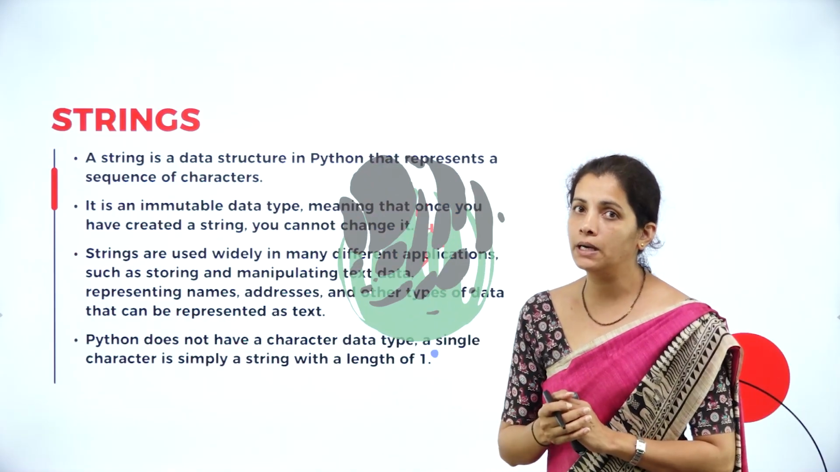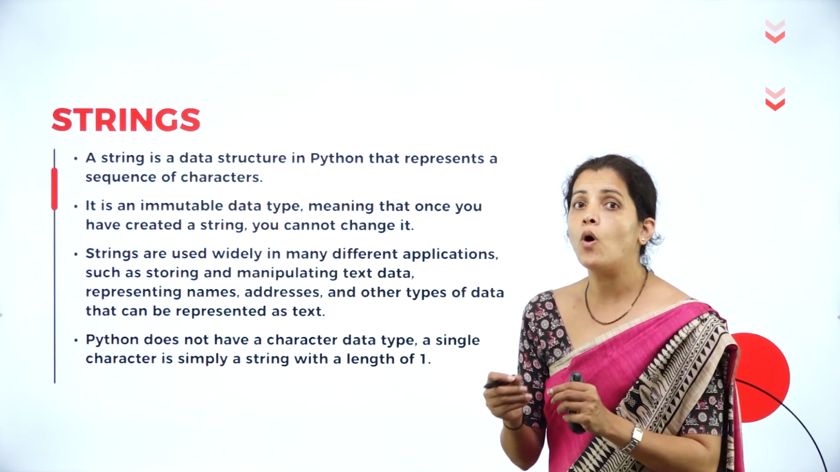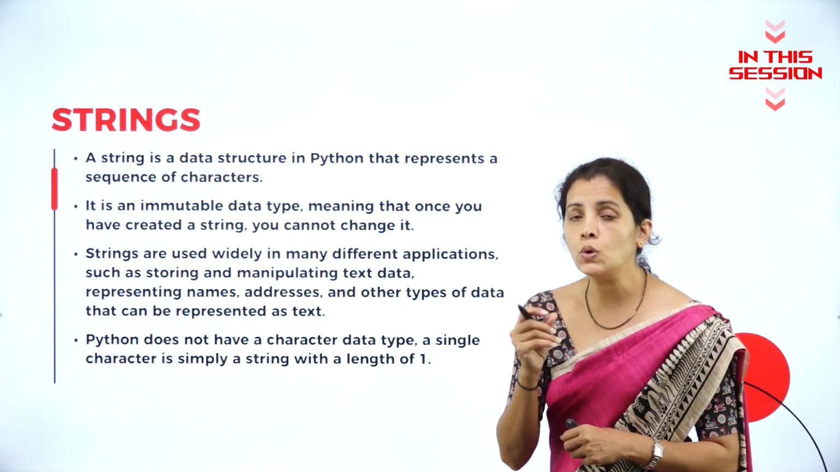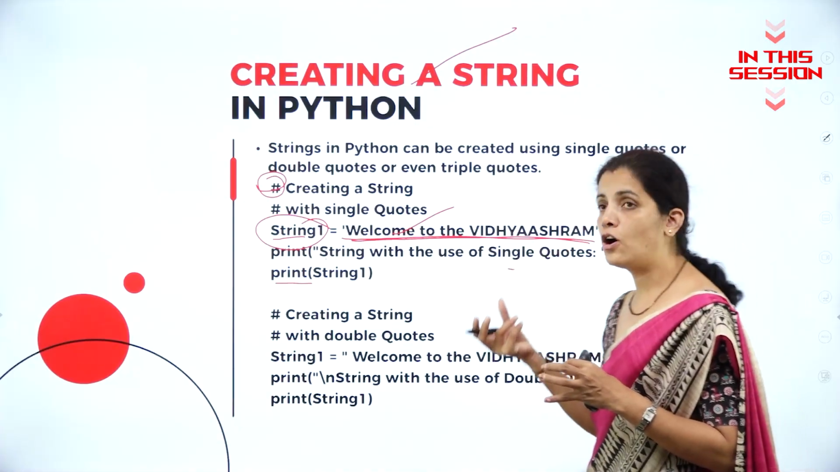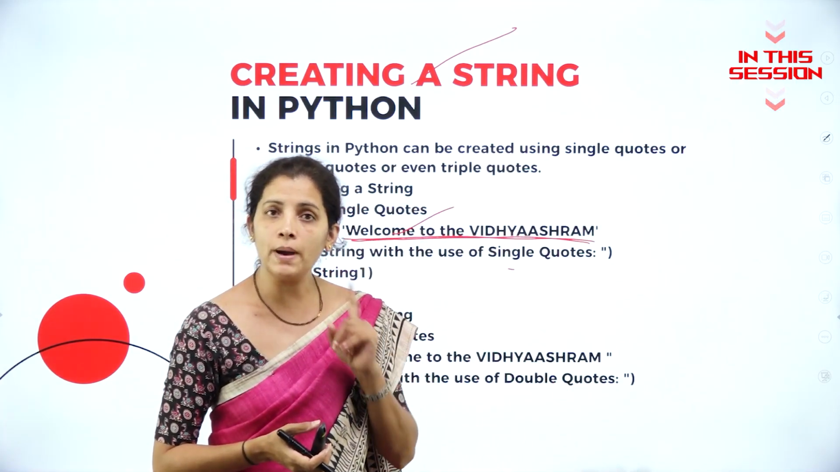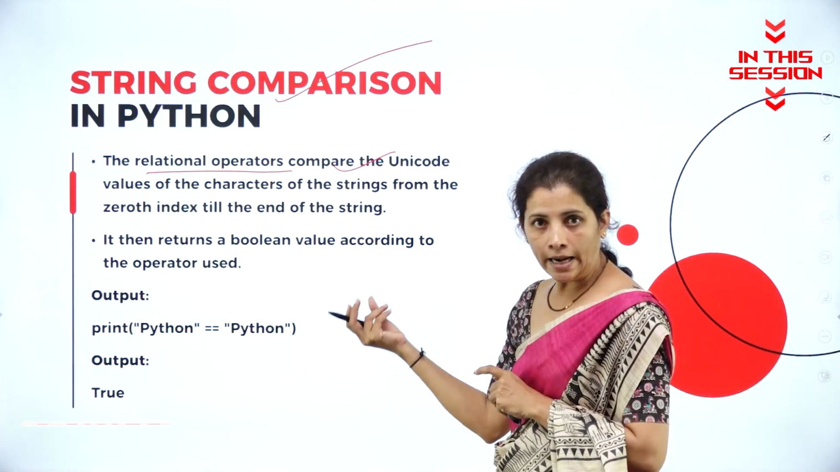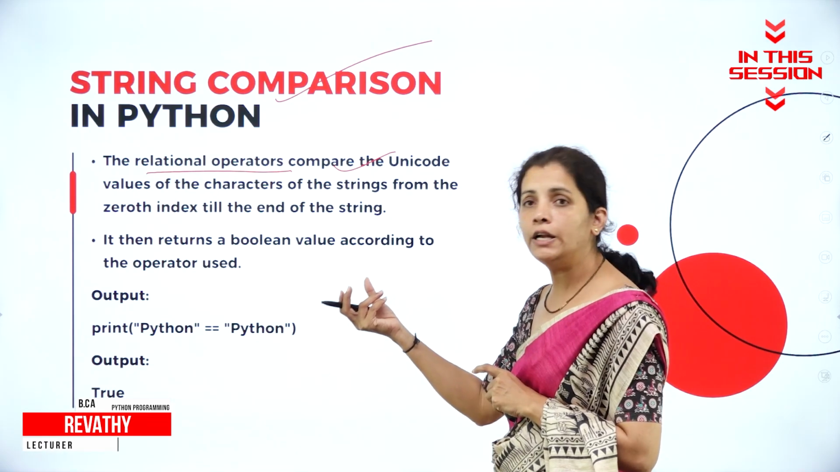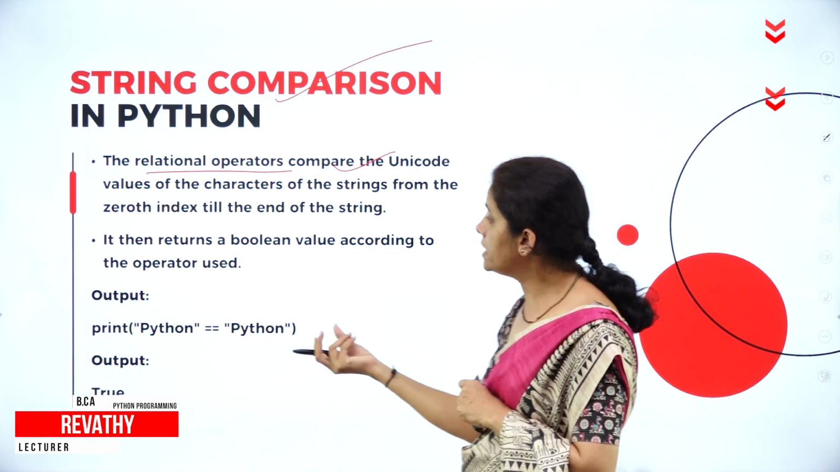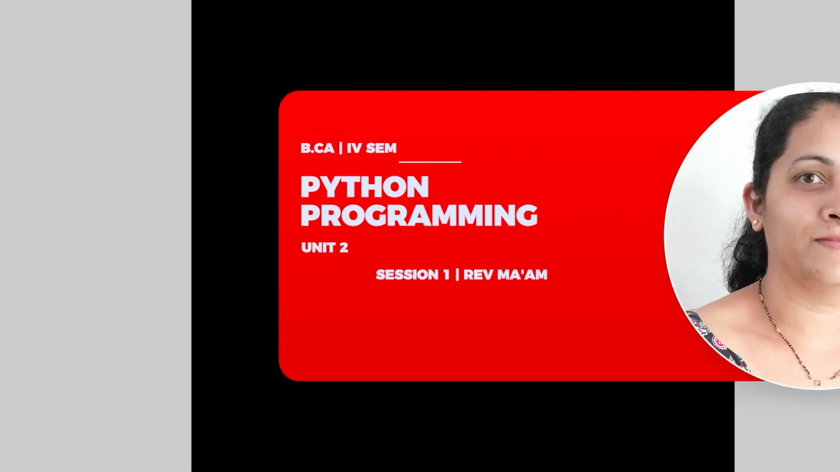String is nothing but the collection of character or group of character, and that is known as string. In Python, we can create the string in two ways. One is by using single quote and another one is by using double quote. The characters are converted into Unicode and each character has its own Unicode value.